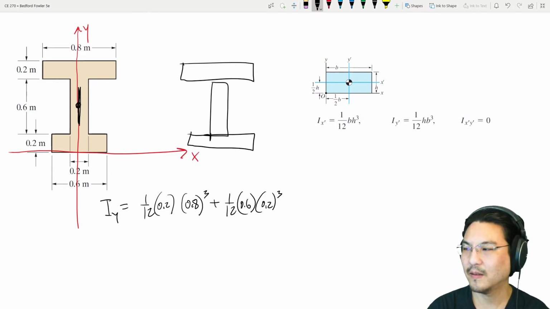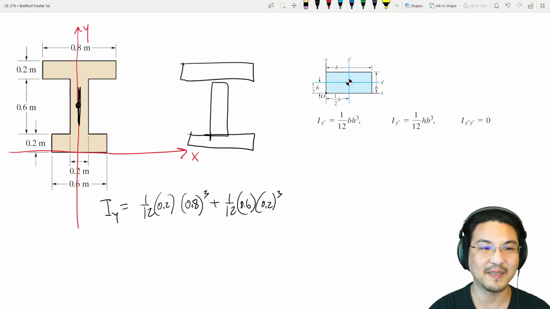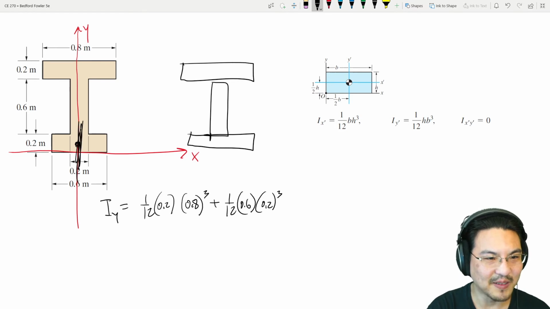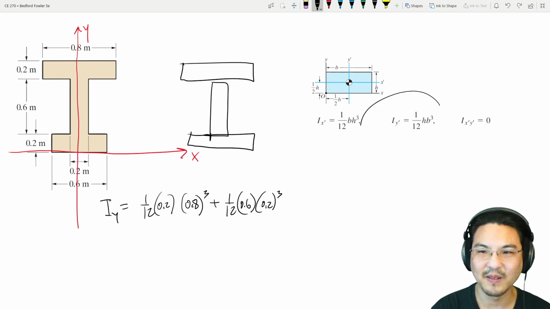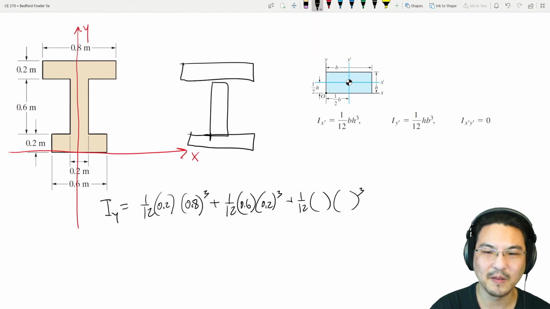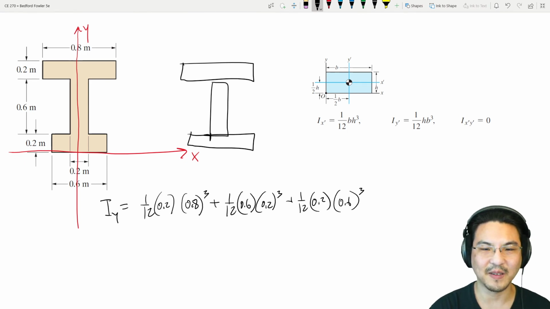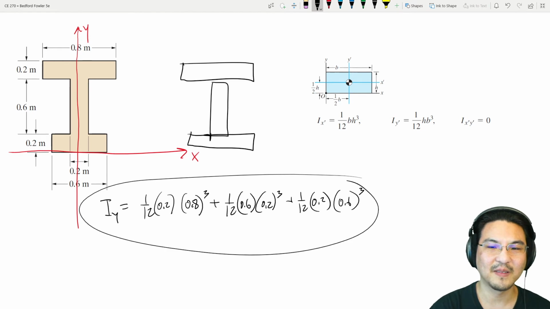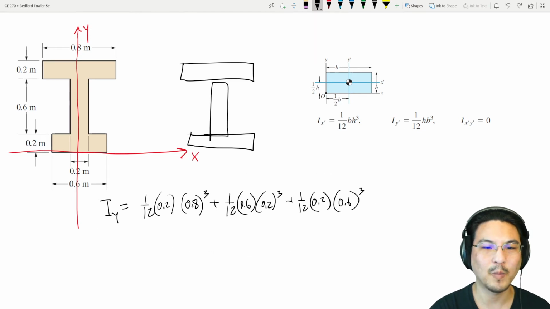Okay. And it's already at the y-axis. So again, no need for the parallel axis theorem. And the bottom rectangle, its centroid is here, about this axis, right here. 1/12 height base cubed. The height is 0.2, base 0.6. Okay, so this is for the entire composite about this y-axis.